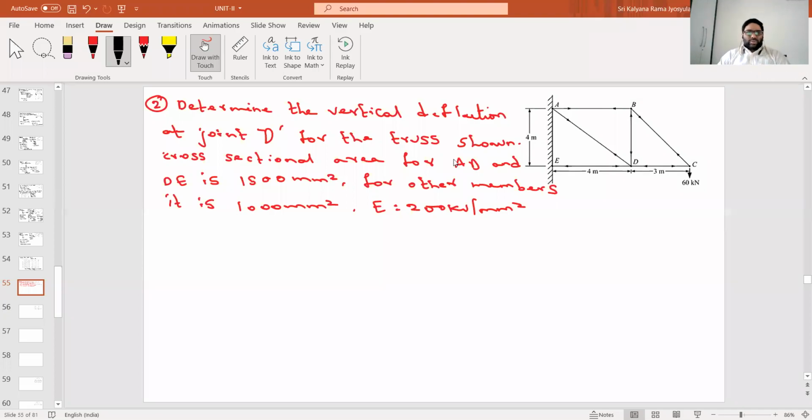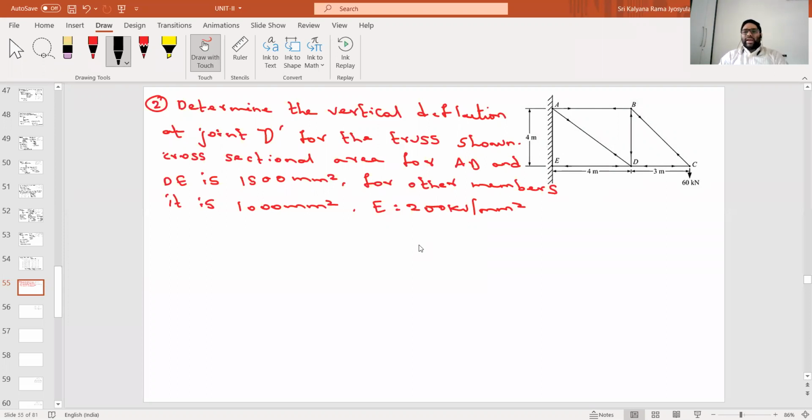So, determine the vertical deflection at joint D for the truss shown in the figure. The cross-sectional area for members AD and DE is 1500 mm square, and for all other members it is 1000 mm square. Modulus of elasticity is given as 200 kilonewton per mm square.